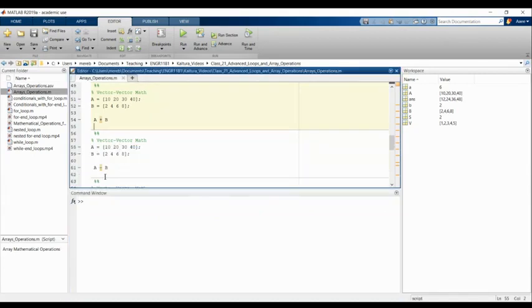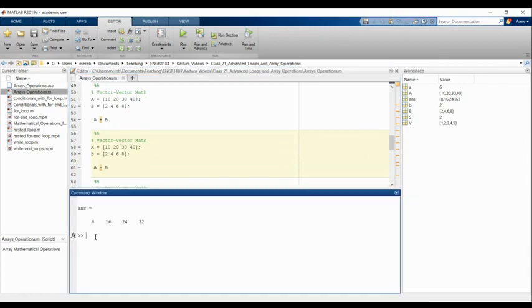Okay, how about we do the subtraction? So it should work too. So A minus B. So 10 minus 2, then we expect to get an 8, first one. Then 20 minus 4, we should get 16. Let's run it. So 8, 16, 30 minus 6, 24, 40 minus 8, 32.